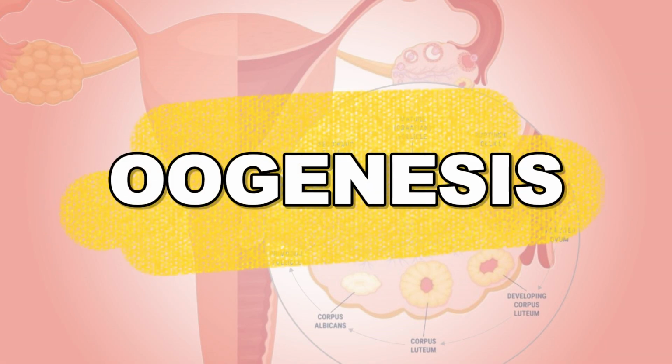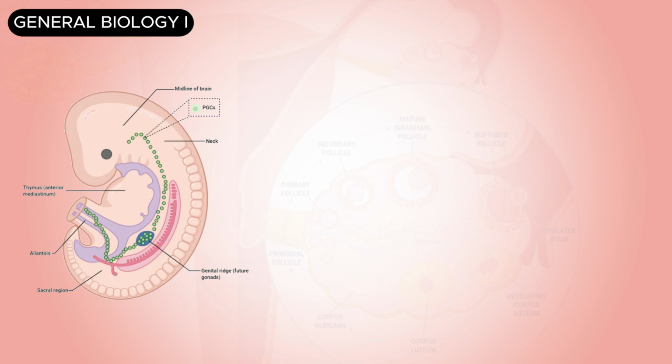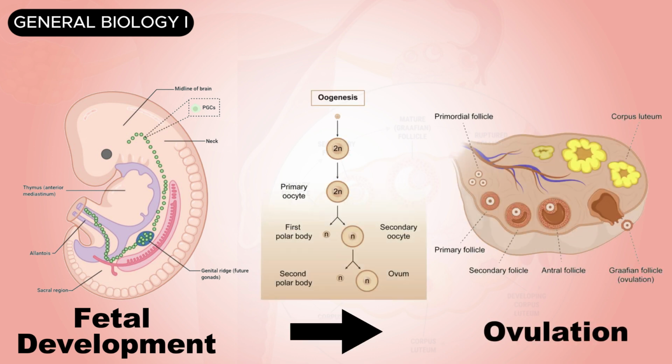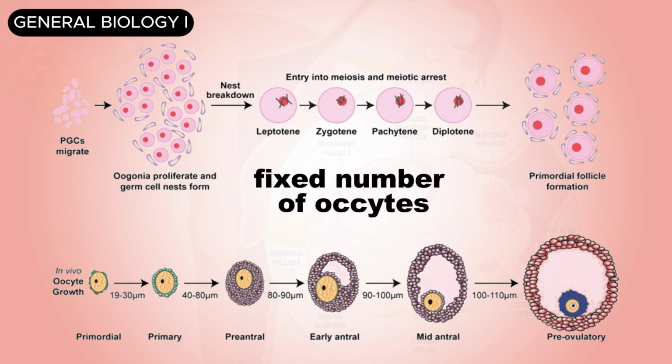Welcome to our exploration of oogenesis, the process by which female gametes or eggs are produced. Oogenesis is a multi-stage process that begins during fetal development and continues through a woman's reproductive life. Unlike spermatogenesis, which produces sperm continuously, oogenesis has distinct stages and involves a limited number of oocytes.